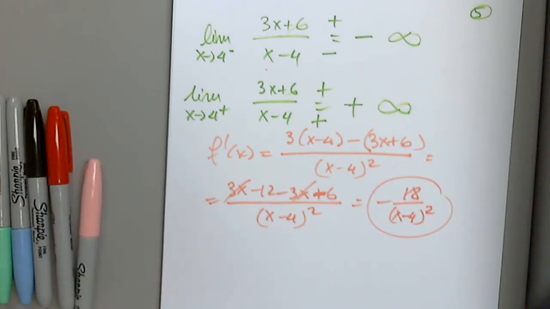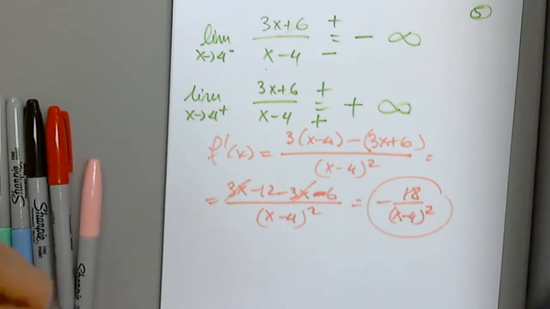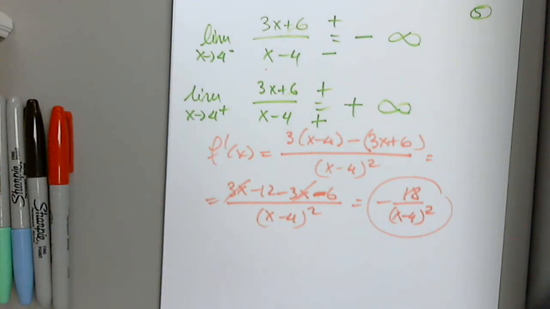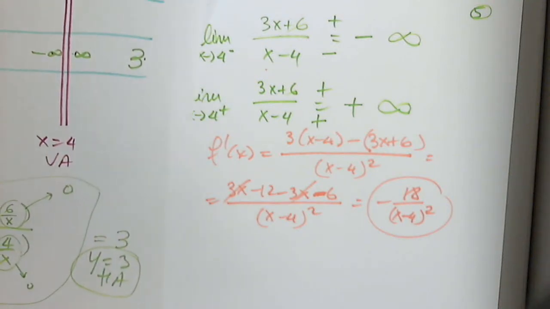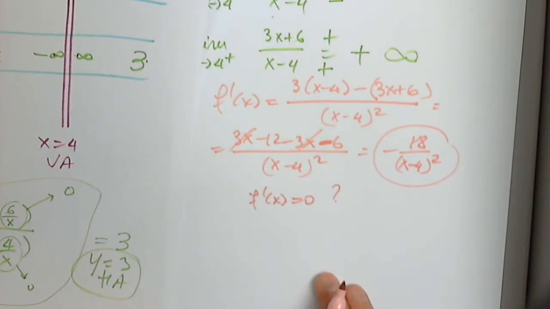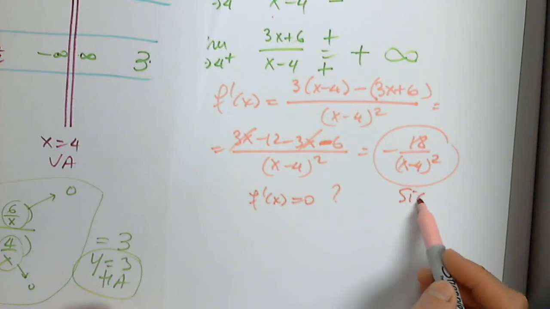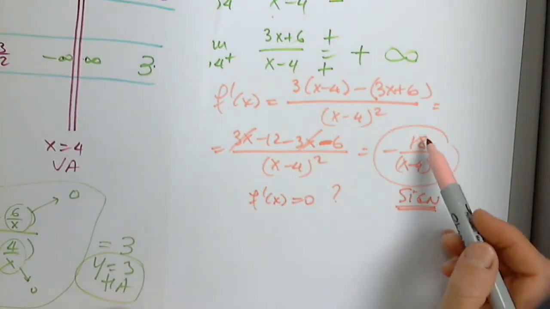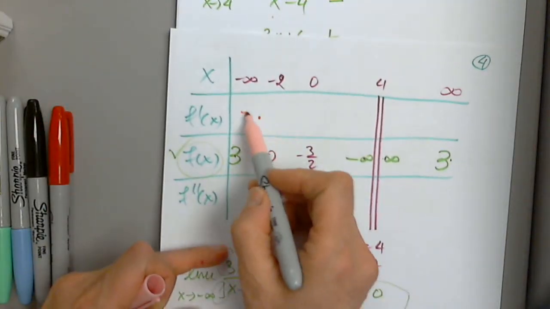Good. So I need now what? The behavior at the critical numbers. Critical numbers. So either when the function is undefined, but this function is undefined at 4, but so is the function, so that's not a critical number, or when f prime is 0. What do I get when f prime is 0? Any solutions? No, because the numerator cannot be 0. Awesome. What is the sign of this entire expression? Always negative, because this piece is positive, this piece is positive, so it's always less than 0. That's all I need to show.